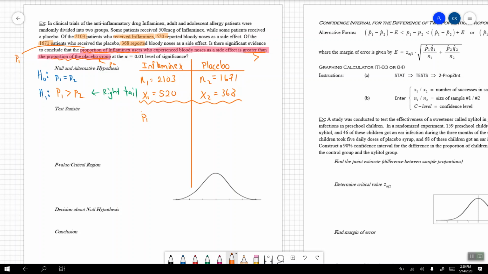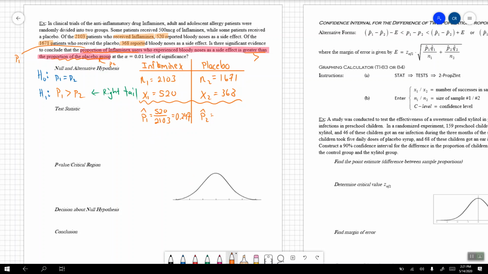Now I'm going to find my p-hat1 and my p-hat2. p-hat1 is going to be 520 divided by 2,103. So again, you can go to your calculator and start making these calculations here. My first proportion that I get here is going to be 0.247. All right, so I'm going to keep it as 0.247. There we are.